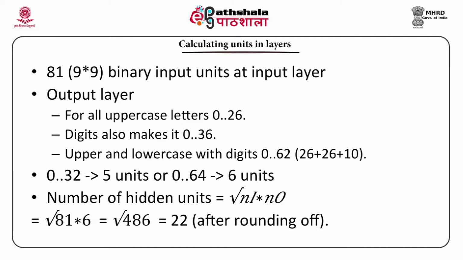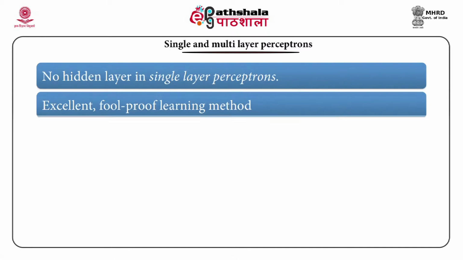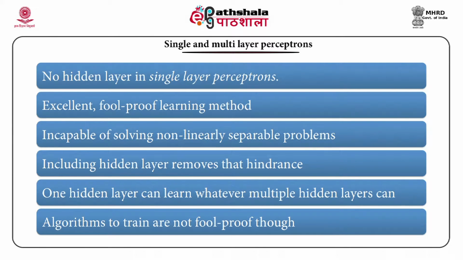In this case, you can see on the slide that we assumed the output units to be 6 and the input units 81. So, you multiply them and take the square root, which is nearly 22. So, the number of hidden units you need is 22. You may wonder why the hidden unit is provided.